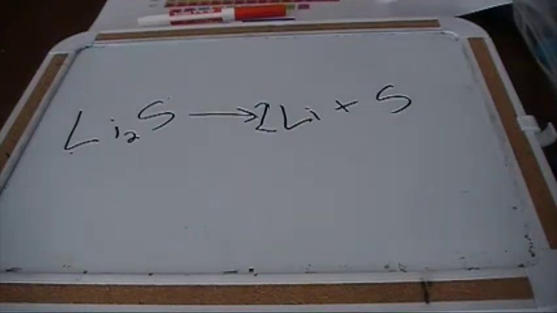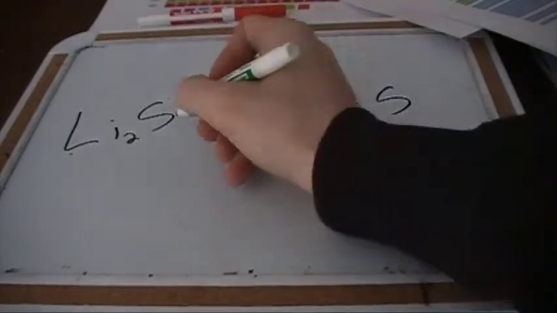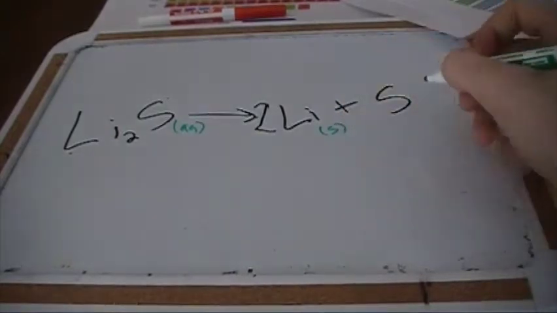Lithium is a solid, and sulfur is a solid as well. But looking at the solubility chart, the compound of lithium sulfide is soluble. You find lithium, and you find sulfide, and you look down, and it says it's soluble, which means it's aqueous, which means it is soluble in water. So you're going to write aqueous on the compound, lithium is a solid, and sulfur is also a solid.